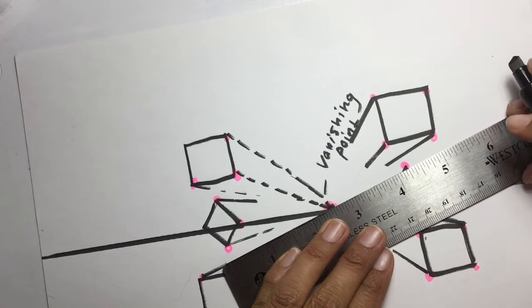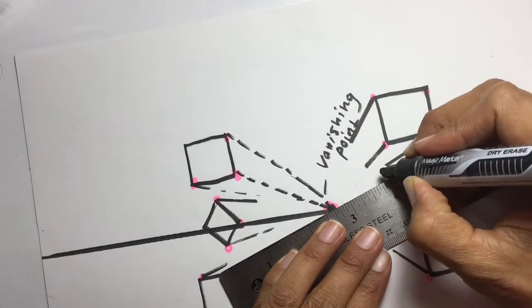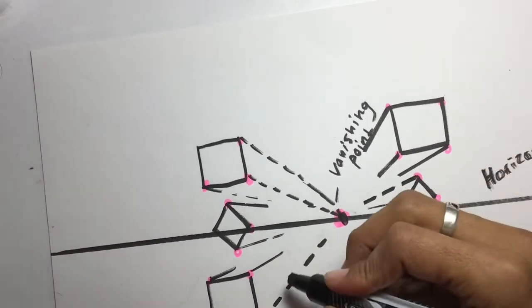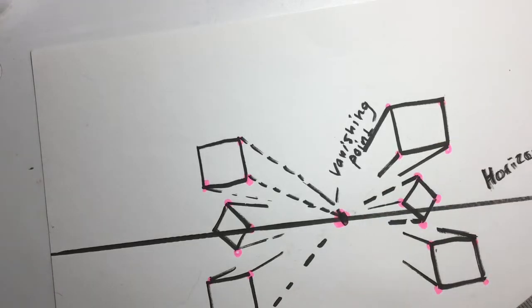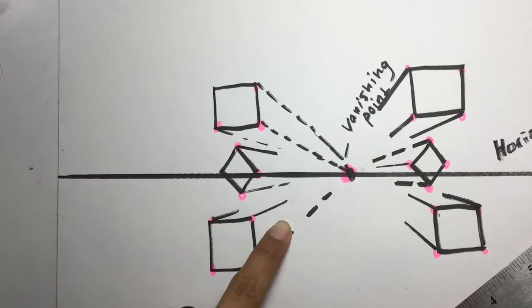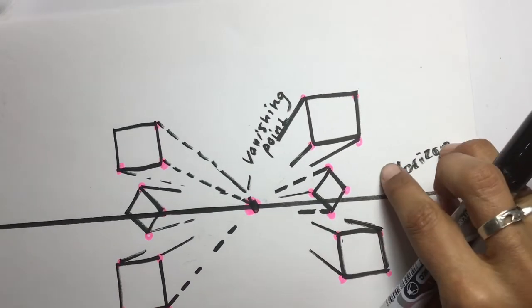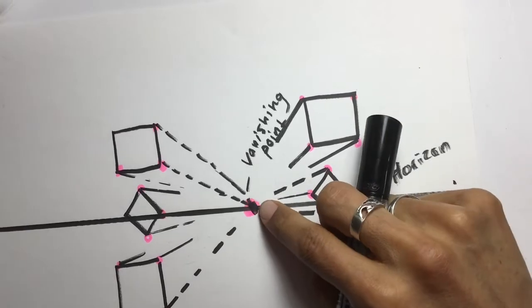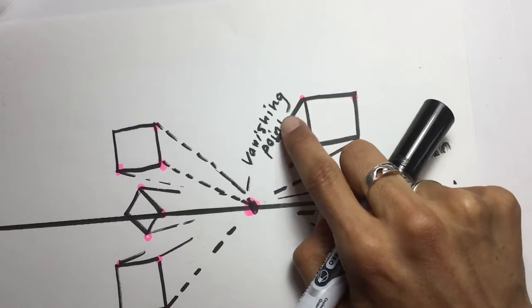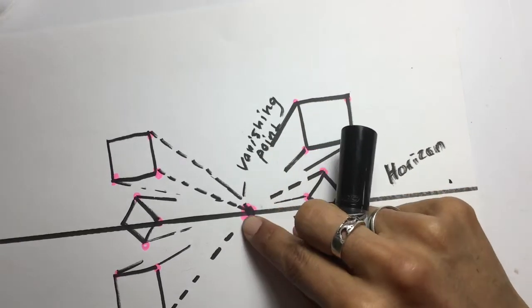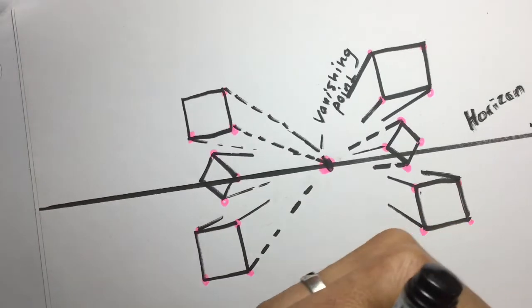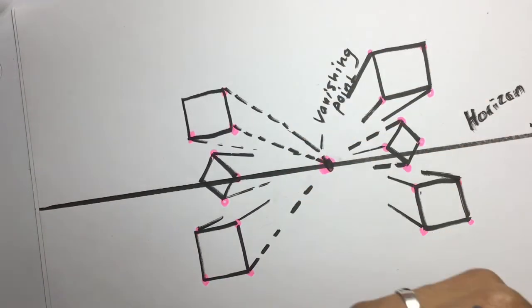In our next lesson, I'll be showing you how to cut off the top and bottom and the sides of the boxes to make them look shorter. So this is for the first lesson. Make sure that you understand what the horizon is, where the vanishing point is, and that your corners are always meeting at the vanishing point. Okay, so that's it for this lesson.